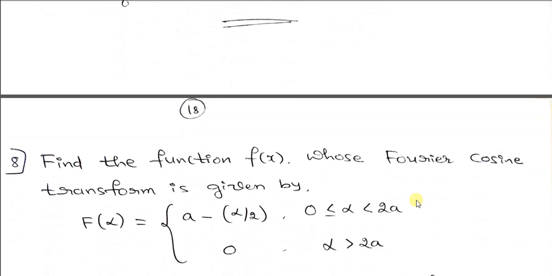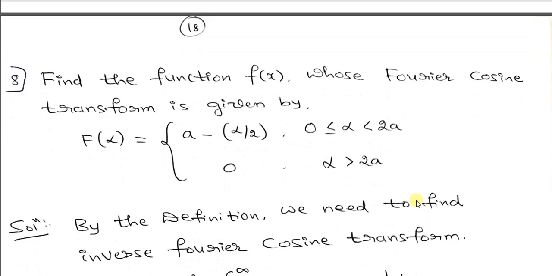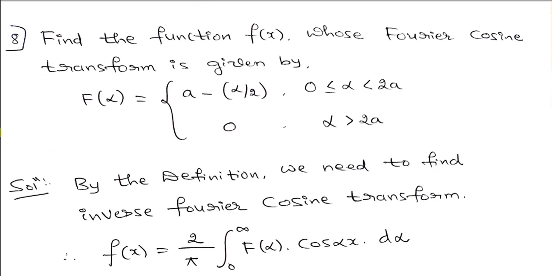Now let's take one more interesting problem. Find the function f of x whose Fourier cosine transform is F of alpha, where capital F of alpha is a minus alpha by 2 for 0 less than or equal to alpha less than 2a. In other cases, that is when alpha is greater than 2a, the answer is 0.